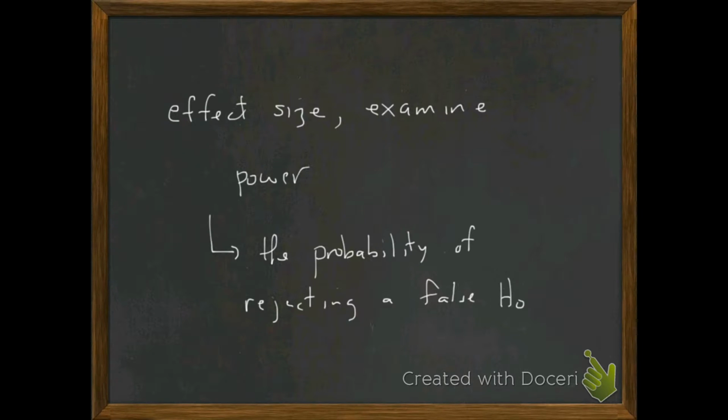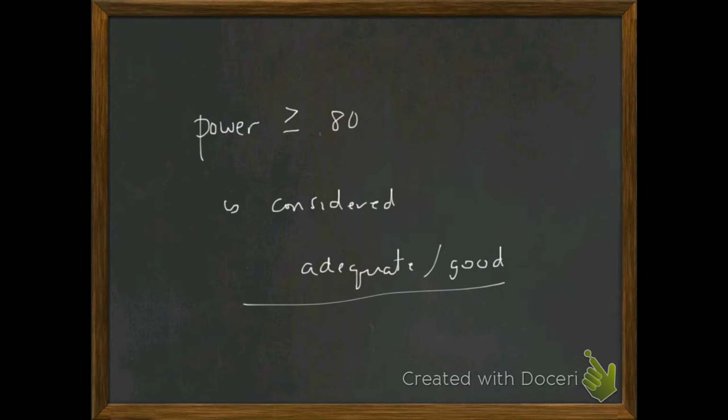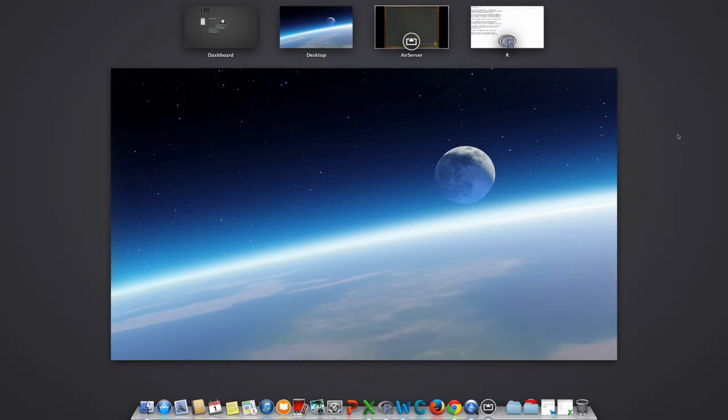After we calculate the effect size, we want to examine the power. And remember, power is just the probability of rejecting a false null, which is typically the purpose of the test. Guys, if we get a power above 0.80, then we're considered to have adequate to good power. So I want to run through an illustration with you here. I've chosen a data set, which I chose carefully because I wanted a particular outcome to happen.